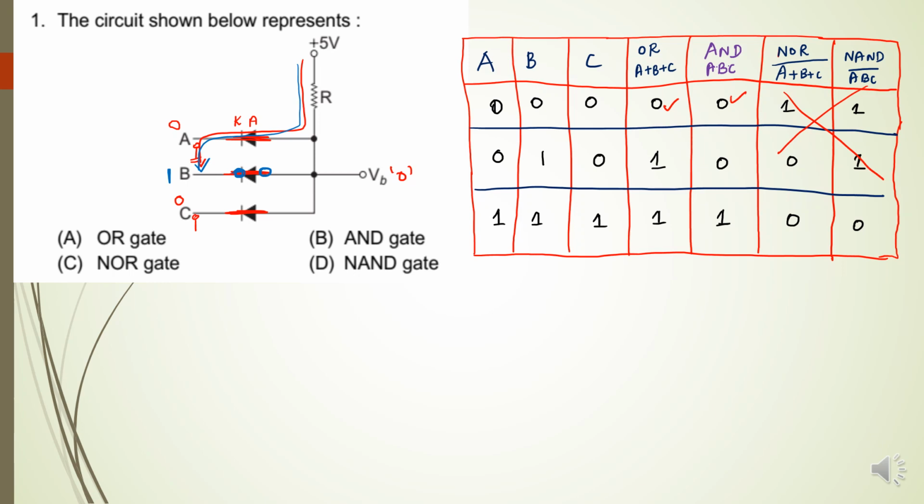So what about this case? This case also will get the output as 0. But here output 1, this is wrong. So which one is correct? AND gate is the correct one. So option B is correct.